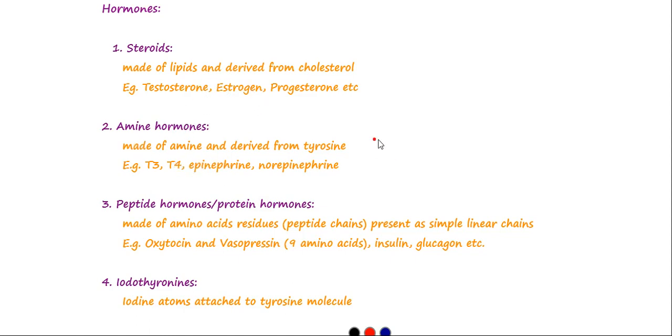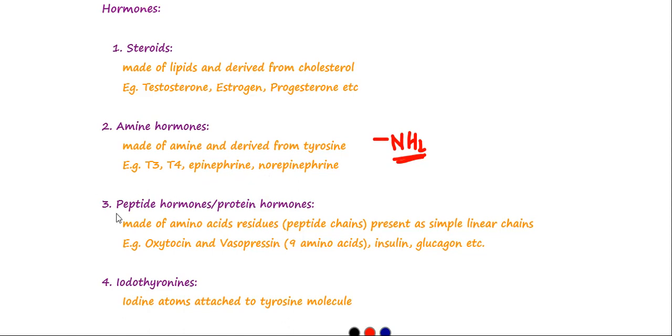The amine group is present and they are derived from tyrosine. So NH2 is the amine group. So these are derived from the tyrosine amino acid. Tyrosine is an amino acid. And one of the examples that we have discussed earlier was T3 and T4. Here we also have epinephrine and norepinephrine. As I said earlier, these are catecholamines which have amine groups. So these are also present under that.